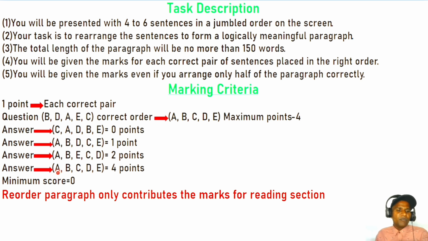Similarly, if you match AB, BC, CD, DE, and the correct order is AB, BC, CD, DE, so you have matched each pair correctly, and you will be given 4 points here. The minimum score will be 0. So if you don't match any pair, then you will not be given any marks, you will be given 0 marks. Please always keep in mind that reorder paragraph only contributes marks to the reading section.